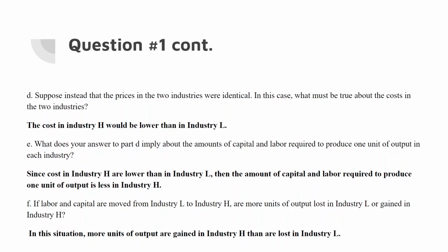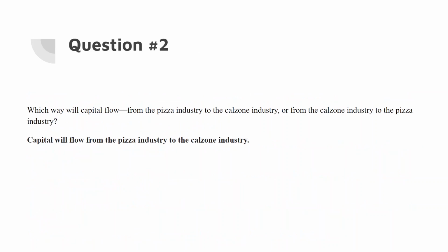And then with part F, in the situation where the capital is moved, you get more units of output in industry H than are lost in industry L by making this shift. And with question number two, because there is a higher return on investment, capital will flow from the pizza industry to the equally risky calzone industry.